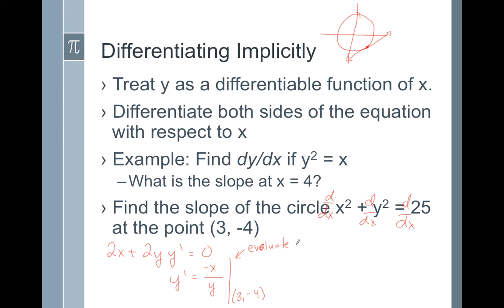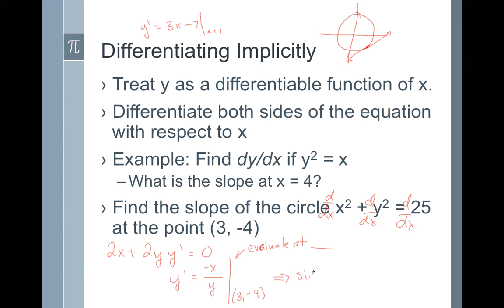Evaluate at blank. Since it's an xy, I'm going to evaluate at this point, which means I'm going to plug it in. If I told you that y prime was equal to 3x minus 7, and I want to find it when x is 1, I would say evaluate at x equals 1. All right, so here we're going to plug this in.